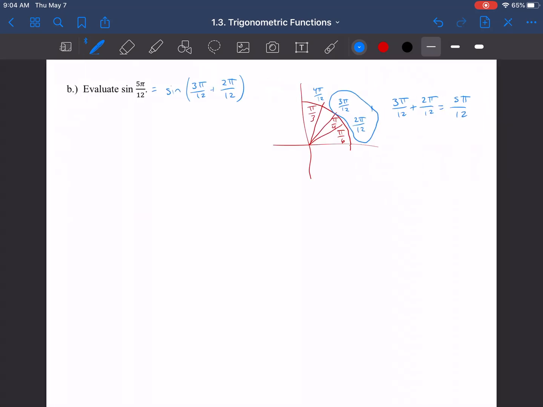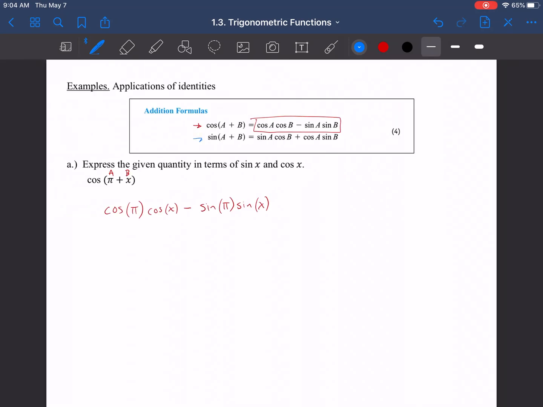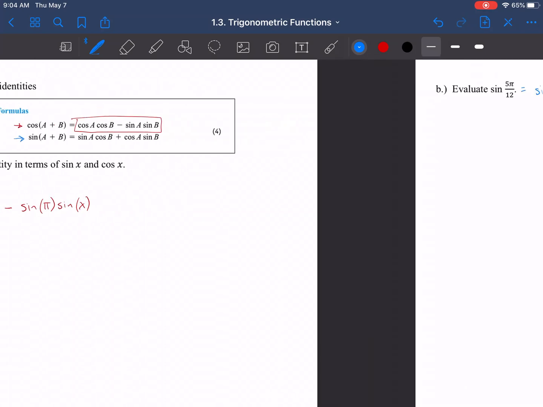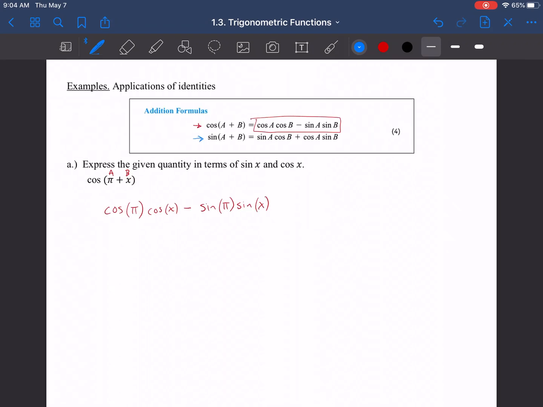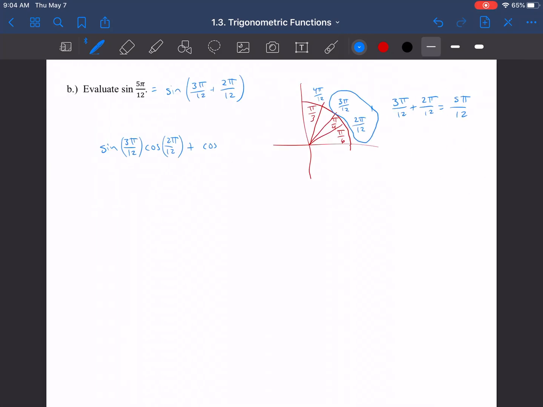We were doing sine, right? I can use this one right here, sine A cosine B plus cosine A sine B, and actually figure out what this is. So I can write this as sine of 3 pi over 12 times cosine of 2 pi over 12 plus cosine of 3 pi over 12 times sine of 2 pi over 12. I can write it like that, you see?